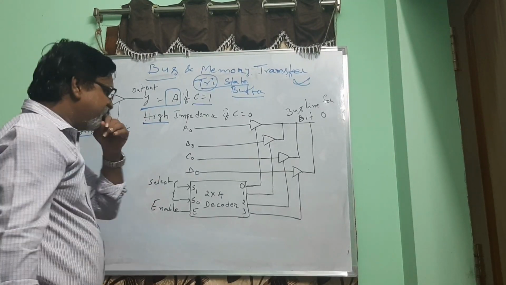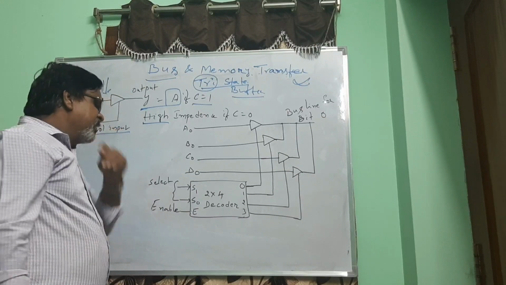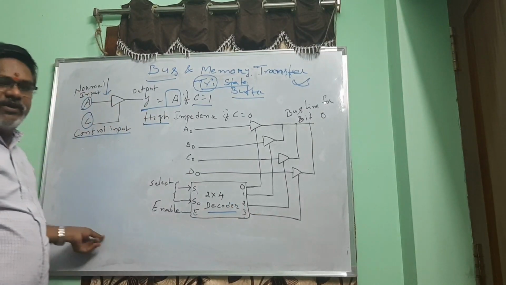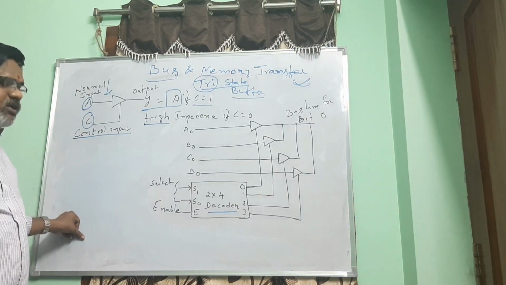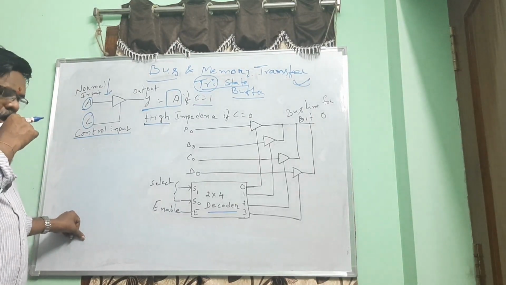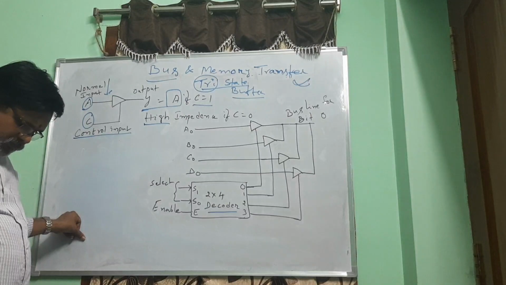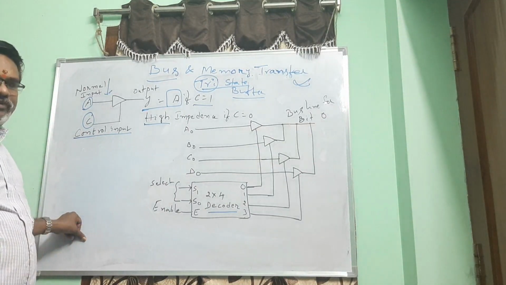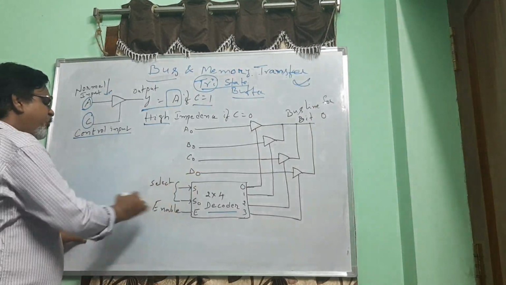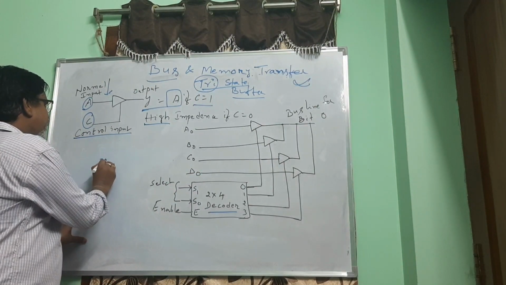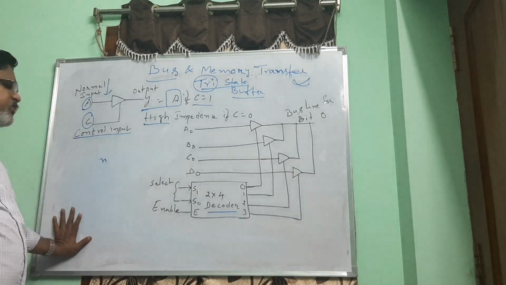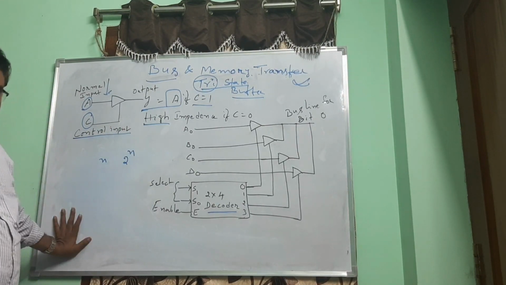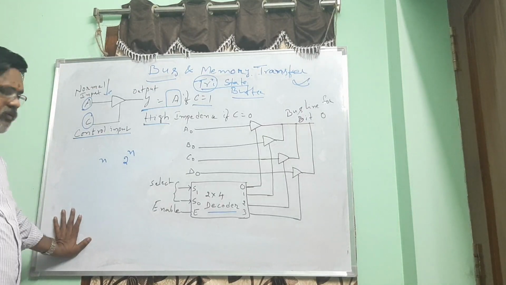Now, come to this diagram. Here, we are using a special hardware component called a decoder. It is different from the multiplexer which we discussed earlier. If you have n inputs, the number of outputs will be 2 power n.